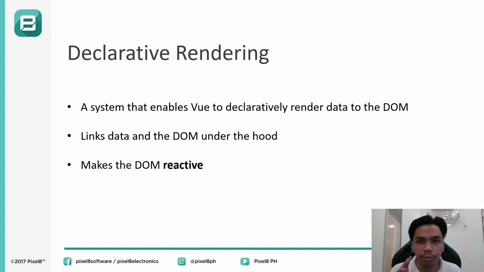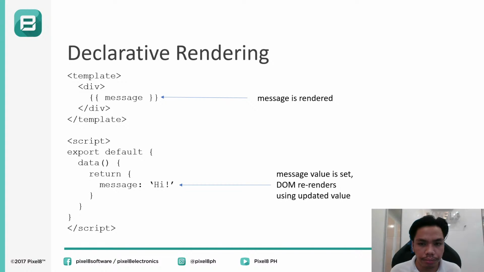So what do you mean by that? So for example here, you have a simple component, right? What we did here is we have a message block. In the top corner, you will see that we have this message block rendered here. What this means is we're binding the message variable in the script to the DOM itself, as you can see right here.